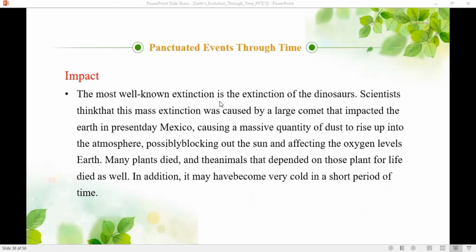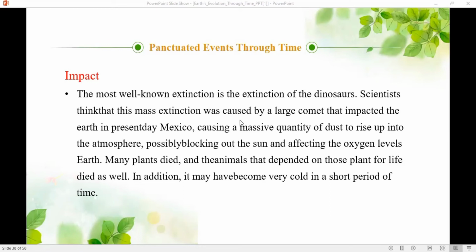Impact is the most well-known cause of extinction, such as the extinction of the dinosaurs. The claim that multiple impacts have happened throughout Earth's history is supported by evidence. On ecology and biodiversity, these impacts have had both local and large-scale implications. There is evidence that a big asteroid or comet collided with Earth near the end of the Mesozoic era.